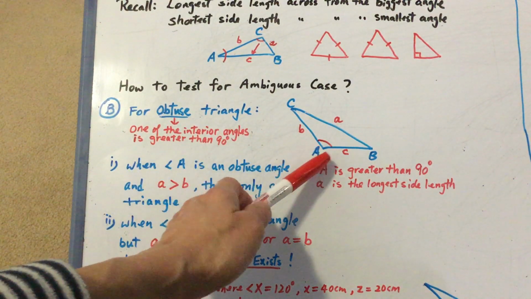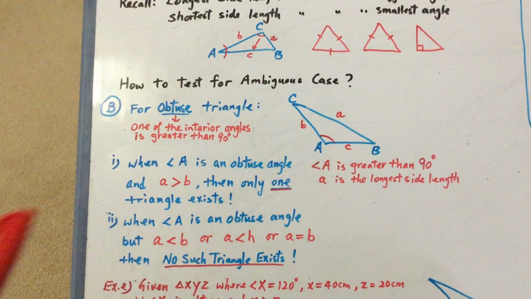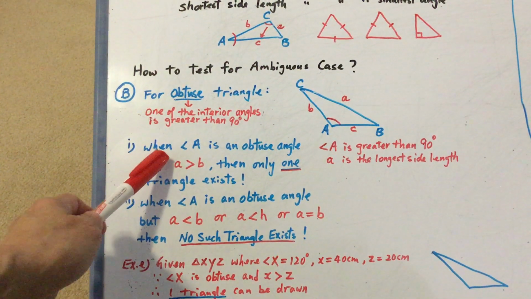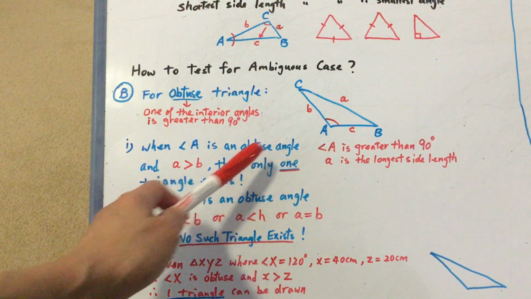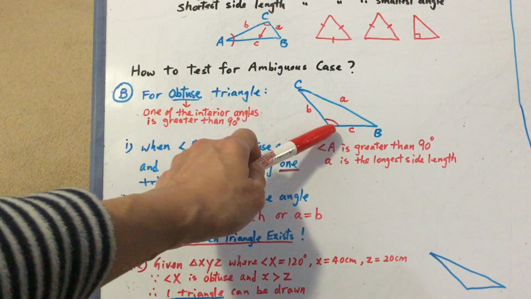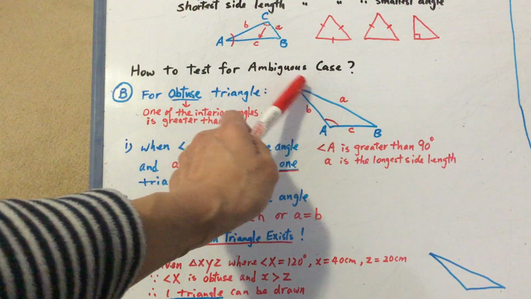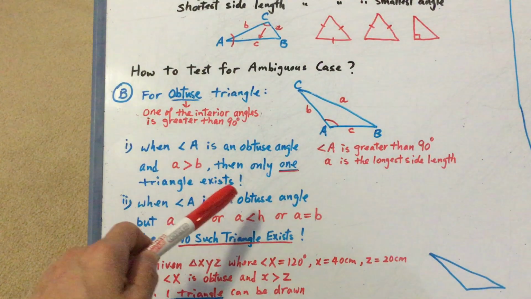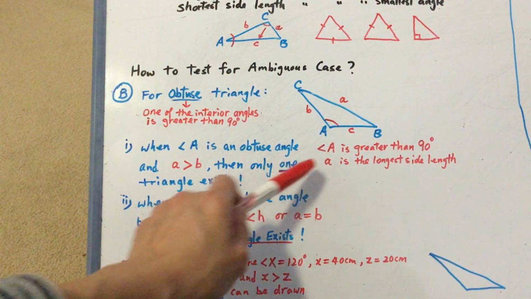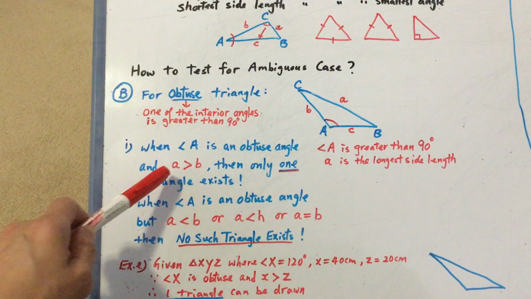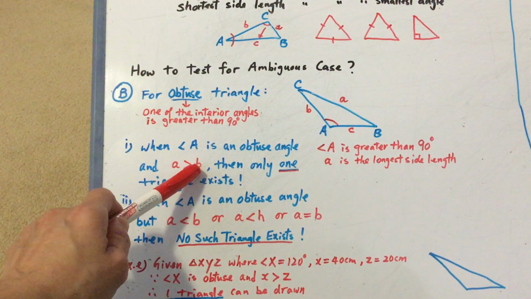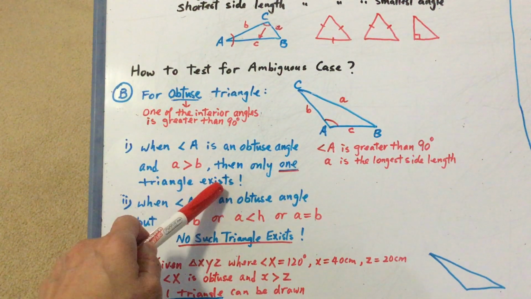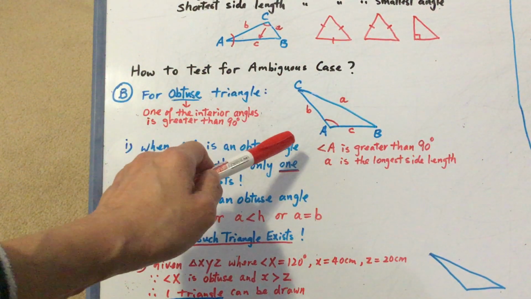So when you get an obtuse triangle like this, there are really only two cases. If the angle A is the obtuse, then length A has to be the longest side length in that triangle. Because A is the longest side length, A has to be greater than B, or you can say A has to be greater than any other length in the triangle. Then only one triangle exists, and that will be it.